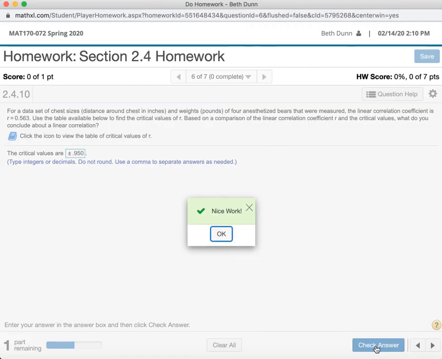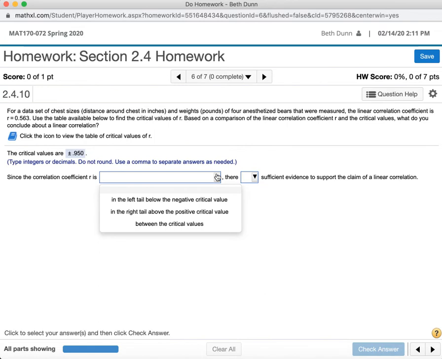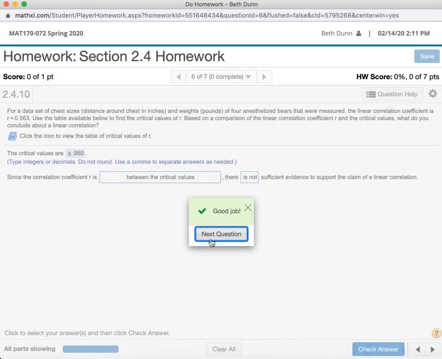All right, and then the next question asks you to make a conclusion about this. Now the correlation coefficient we were given is 0.563. Since that value is between negative 0.950 and positive 0.950, so it's between the critical values, there is not sufficient evidence to support the claim of linear correlation. There's going to be linear correlation if the value we're given here is either bigger than positive 0.950 or smaller than negative 0.950. So there is not sufficient evidence for this.